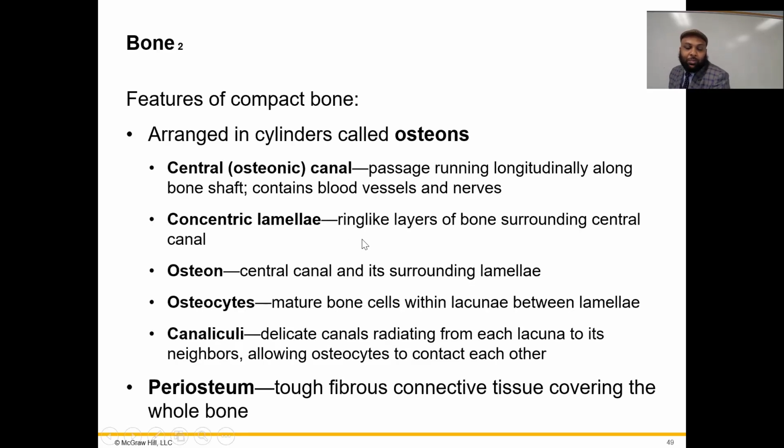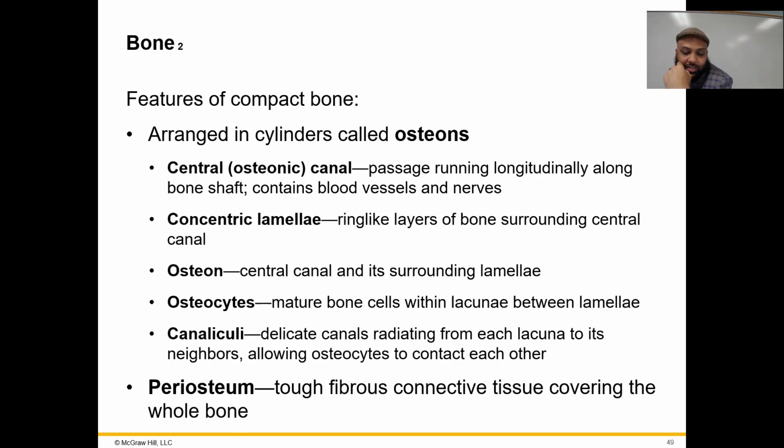The features of compact bone: it is arranged in cylinders called osteons. The central osteonic canal has passages running longitudinally along the bone shaft, containing blood vessels and nerves. Concentric lamellae are ring-like layers of bone surrounding the central canal. An osteon is a central canal and the lamellae that surround it.